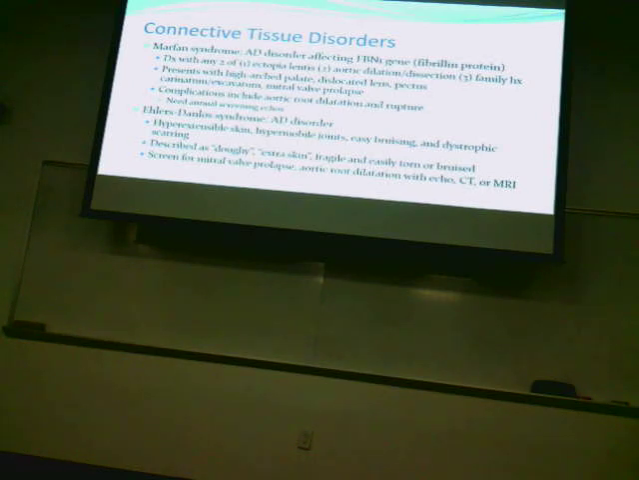Ehlers-Danlos syndrome is another connective tissue disorder that's also autosomal dominant. This one presents with the hyperextensible skin, hypermobile joints, easy bruising, and dystrophic scarring of the skin. Their skin is very characteristic because when you feel them, they're very doughy, and it feels like there's extra skin. It's actually very fragile and easily torn or bruised. You want to screen for mitral valve prolapse again, and aortic root dilatation, because they can have that as well.